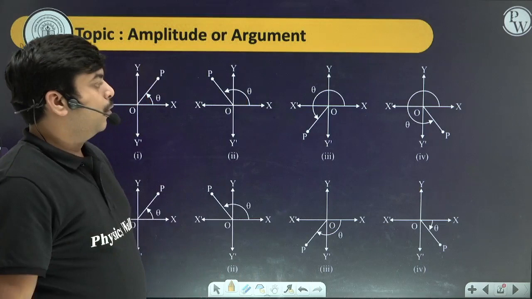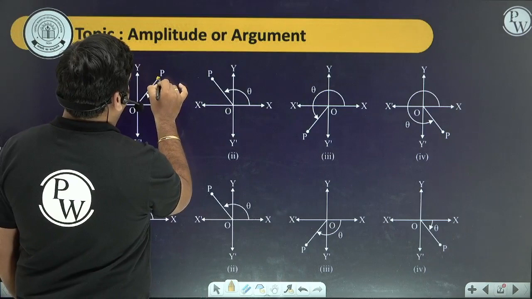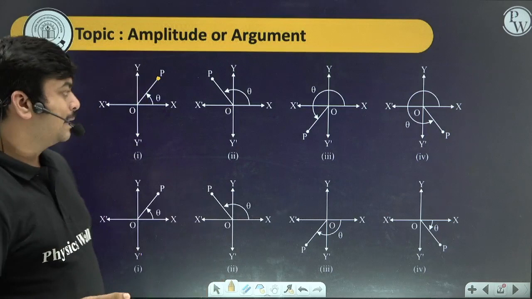Okay, so let's say the point is in the first quadrant like this. How do you calculate the value of theta, the angle with the x-axis? It's direct, no problem. You can see here, it's the same, no change.